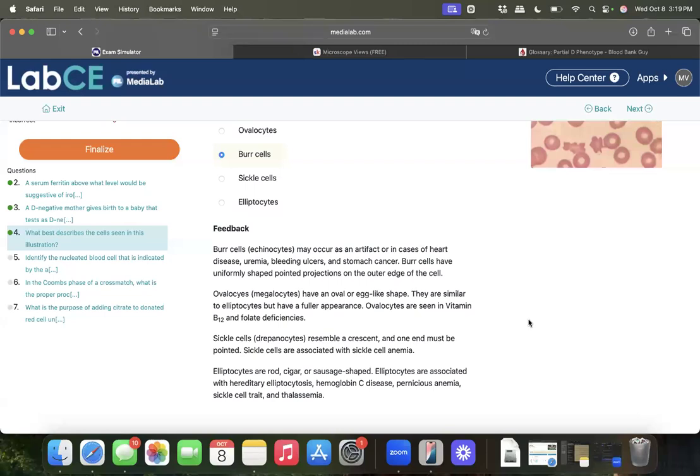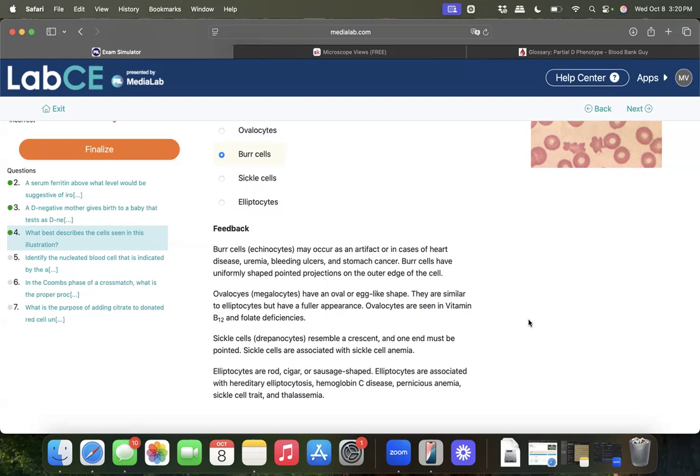Or in the cases of heart disease, uremia, bleeding ulcers, stomach cancer, Burr cells have uniformly shaped pointed projections on the outer edge of the cell. Ovalocytes, also less known as megalocytes, I've never heard that. Ovalocytes have an oval or egg-like shape. They are similar to elliptocytes but have a fuller appearance. Ovalocytes are seen in vitamin B12 and folate deficiencies.